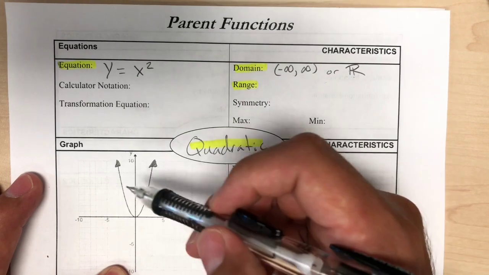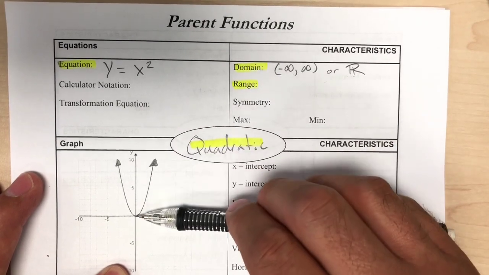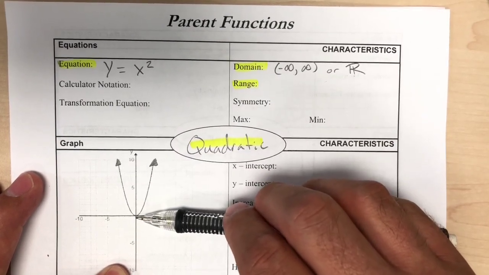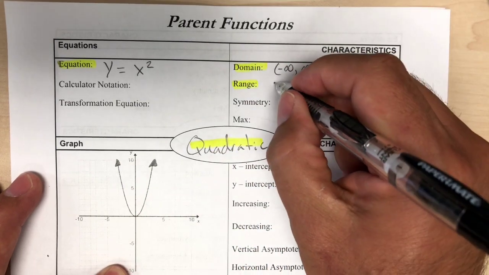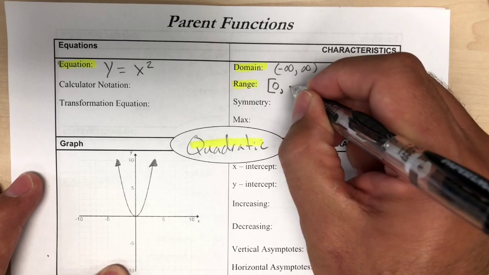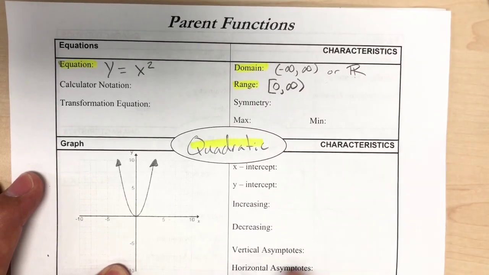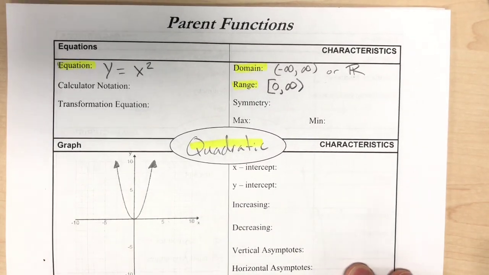Okay, the range, the low value. When I look here, it goes as low as 0 on the y-axis, and then we have our two arrows that mean it continues up forever. So it can equal 0, and it goes to positive infinity. Okay, and that is a quadratic.